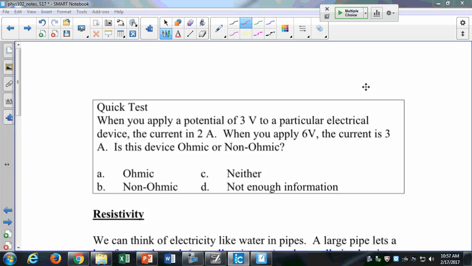Like here I have 3 volts and 2 amps. If I go up to 6 volts, what must the current be to be an ohmic device? 4, right? Because I double the voltage, I have to double the current. But here I don't double it, I only multiply it by 3 halves. So B is the right answer here.